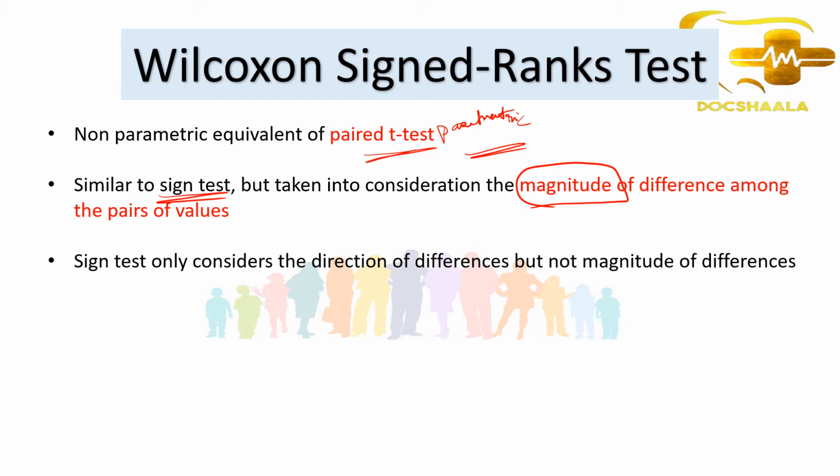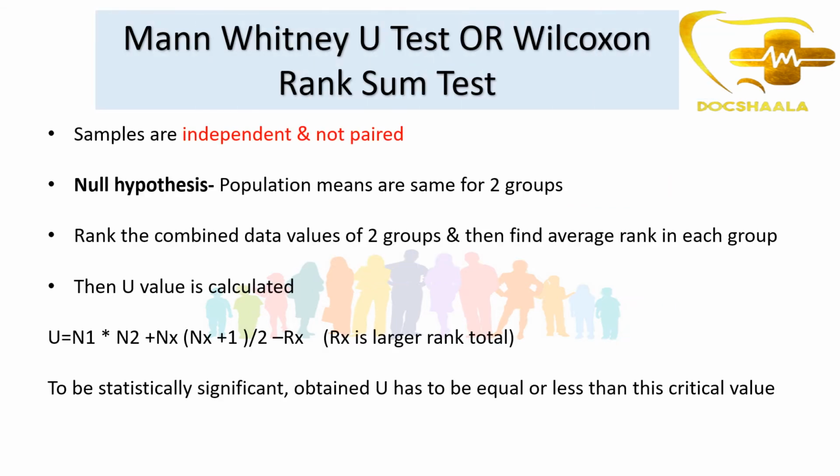So direction means we take the consistency, as we have seen. The sign test only considers the direction of differences but not magnitude. We don't see the volume of differences, we only see the direction. But in the Wilcoxon signed rank test we even see the volume.